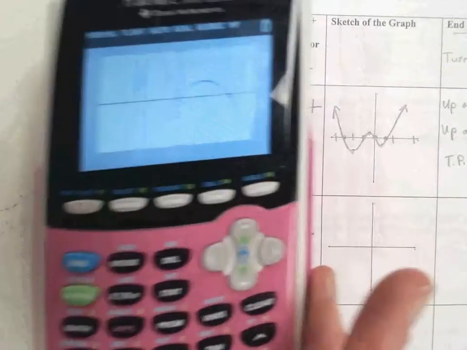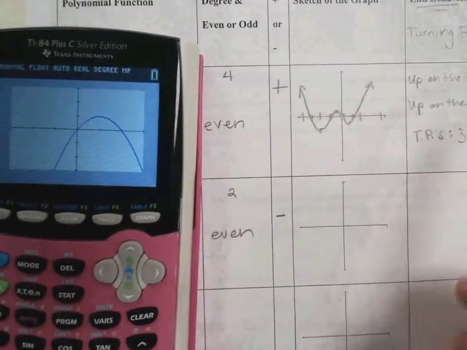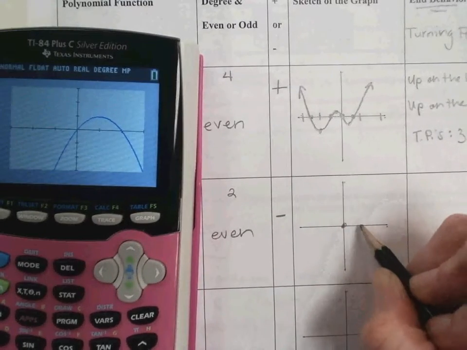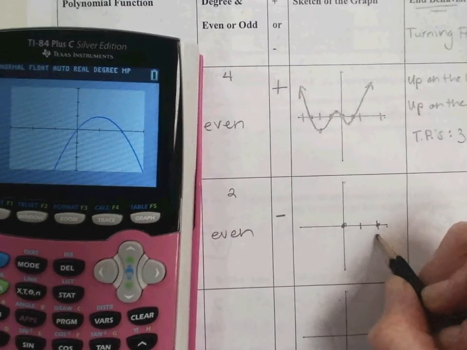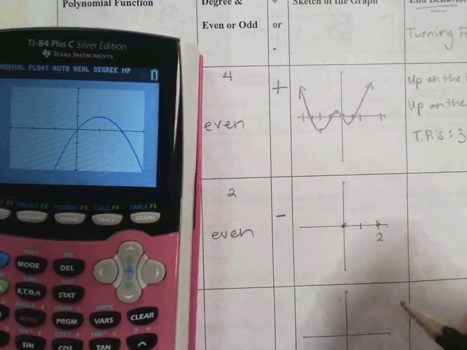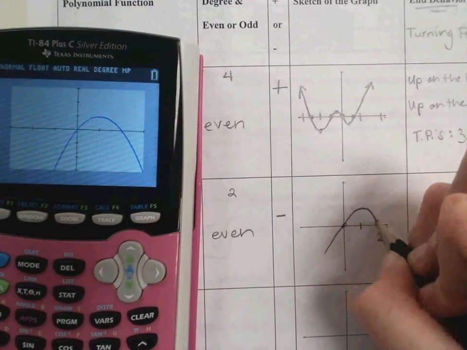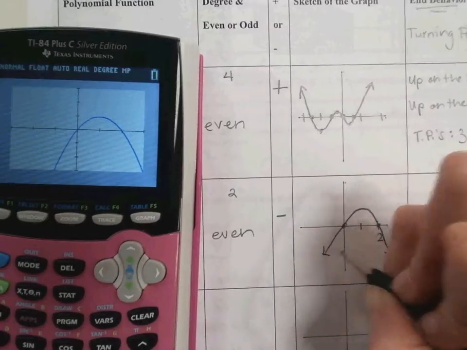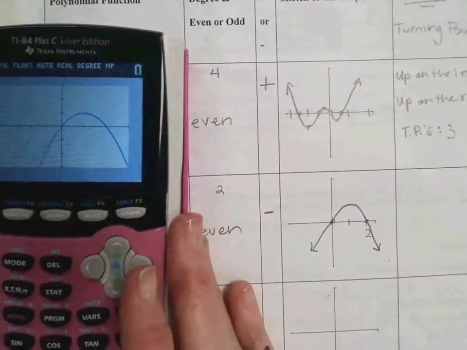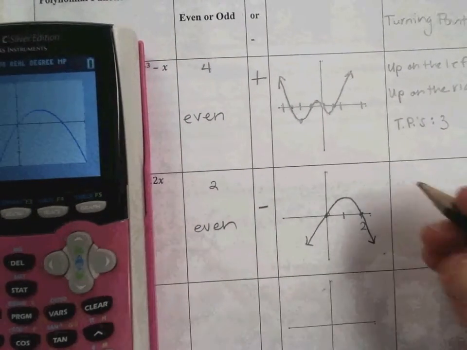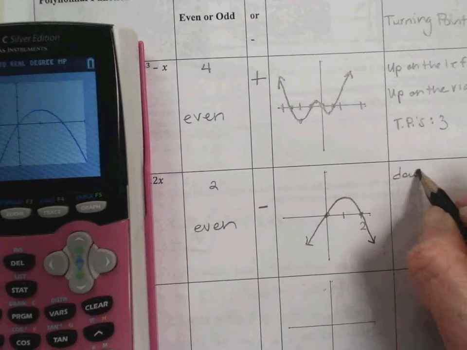Okay. So now I've got a parabola. It goes through 0 and 2 on the x-axis. Do we hit graph after that? Yep. Looks like we've got down on both ends, down on left, down on right.